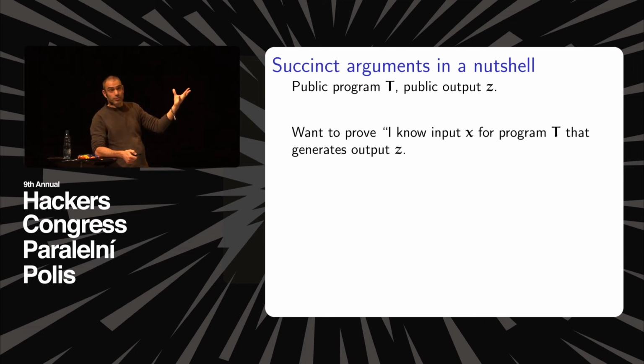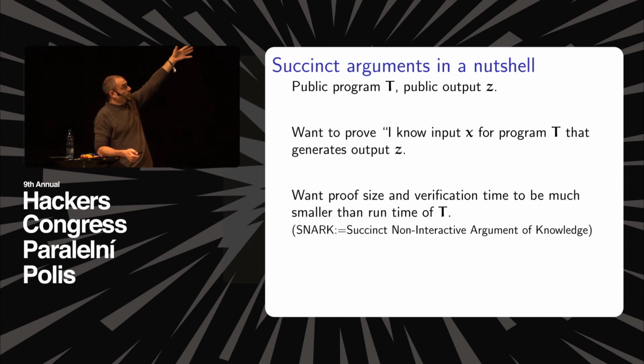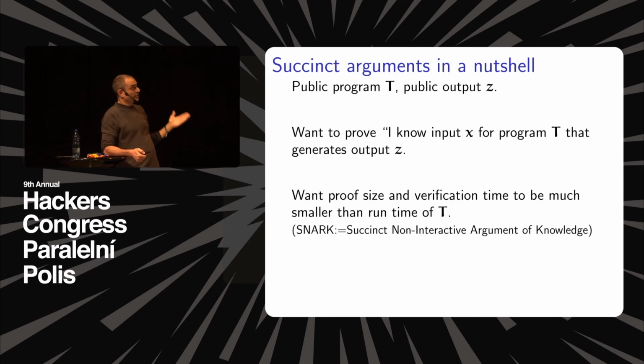The general statement we want to prove, when you think about it generally, is that we have some public program T and some public output Z. And the thing we want to prove is that I know an input X for program T that will give output Z. And we want the proof and verification time to be much smaller than the runtime of T. And this motivates this acronym that you might see around Twitter or this space of SNARKs, which is succinct, non-interactive argument of knowledge. We want a small proof that is not an interactive protocol that I know this X.